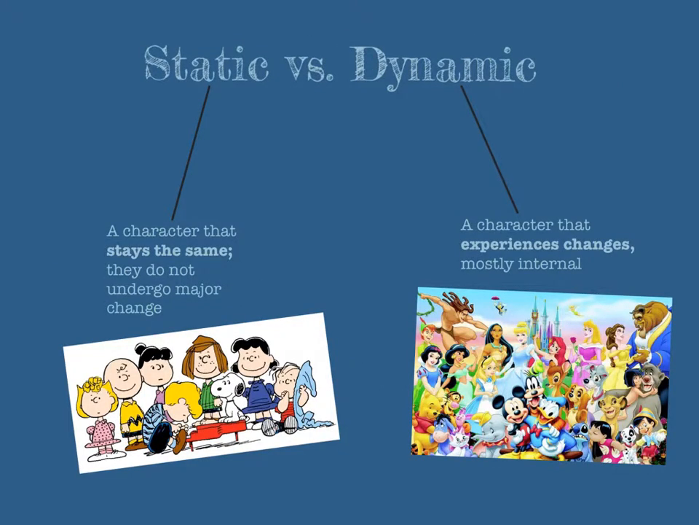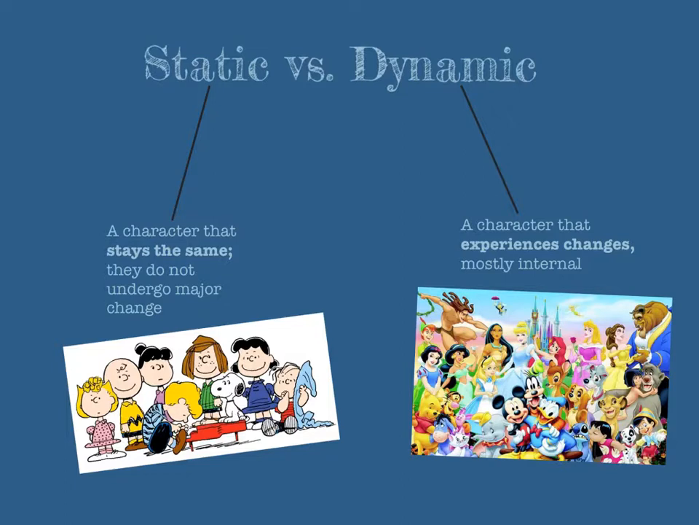A static character versus a dynamic character, again these are opposites. A static character is a character that stays the same. They do not undergo major change throughout the course of the plot. They're basically the same character at the end of the book as they were at the beginning. I've included a picture here of the Peanuts characters because no matter which version of the comic strip you read, these characters always stay the same. The traits that they have, the things that they're known for, they always have.